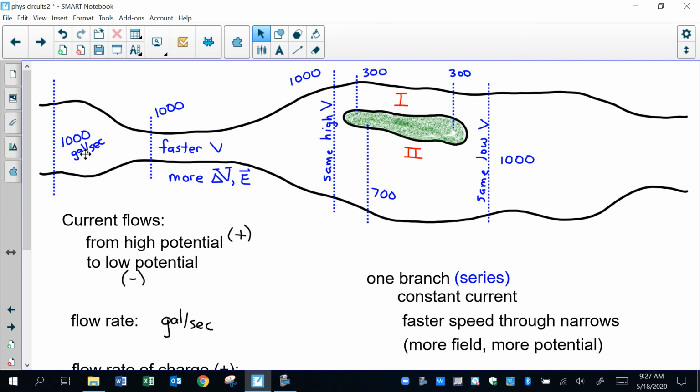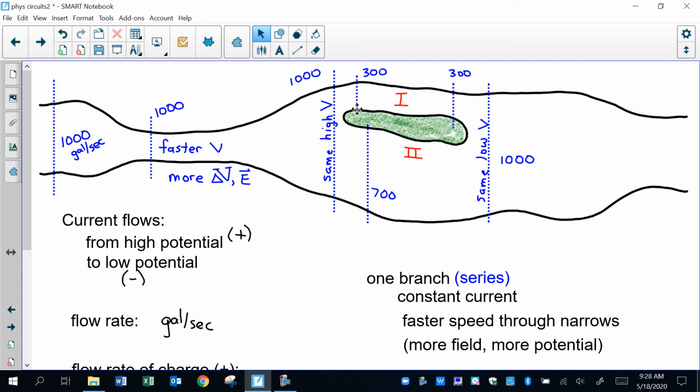Speed and flow rate are different. So I might have a very wide section of river where the water doesn't have to flow very fast, and then I have a more narrow location where, to keep up, the water has to shoot through really, really quickly. And that kind of depends on how wide your river is going to be. So when it comes to a series, you are going to have the same flow rate everywhere. For charge, flow rate is coulombs per second, also known as an amp.